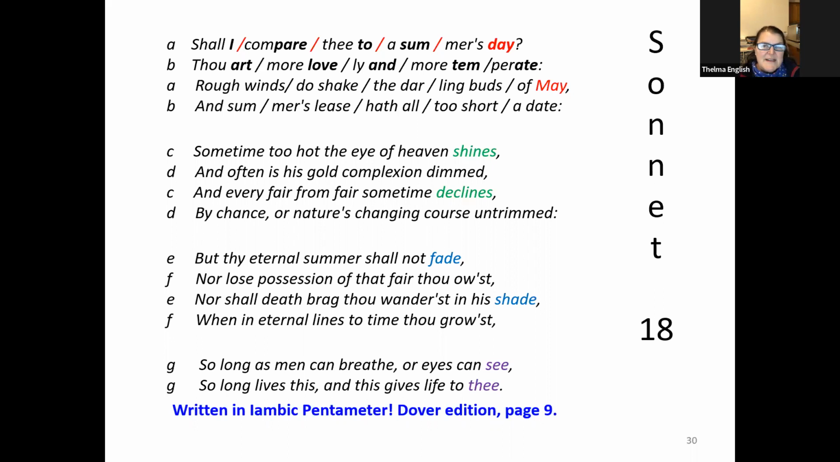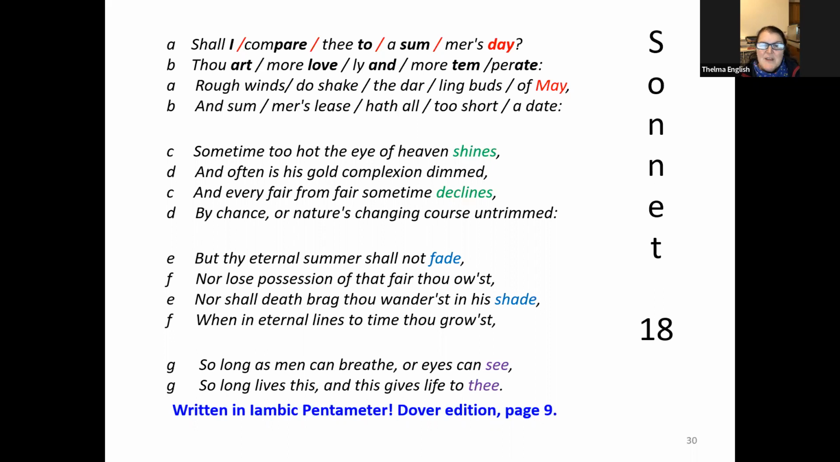Here we have a 14-line poem, and the rhyme scheme is A, B, A, B. So lines A and A and lines B and B rhyme, then C, D, C, D. So they don't rhyme with A, B, A, B anymore. They have their own rhymes. You see A and A are day and May. B and B are temperate and date. And C, D, C, D is shines and declines, dimmed, untrimmed.